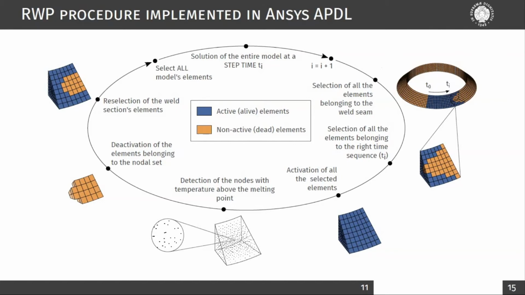Instead, concerning the molten material, the update is done detecting all nodes with a thermal load, given by the nodal temperature, greater than the melting point. At this point, the elements belonging to the previously selected nodal set are then deactivated to obtain the correct melting pool shape. Finally, all the component elements are selected and the whole model is solved. The simulation time is then increased of 1 unit and the next iteration is performed.